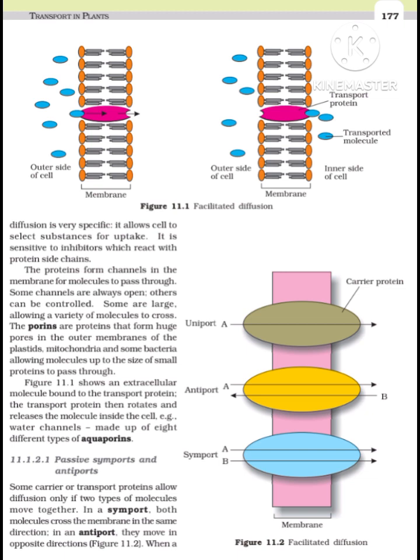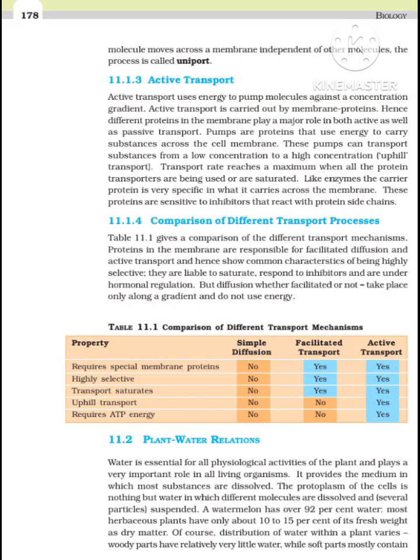11.1.2.1 Passive symports and antiports. Some carrier or transport proteins allow diffusion only if 2 types of molecules move together. In a symport, both molecules cross the membrane in the same direction. In an antiport, they move in opposite directions. Figure 11.2. When a carrier protein molecule moves across a membrane independent of other molecules, the process is called uniport.